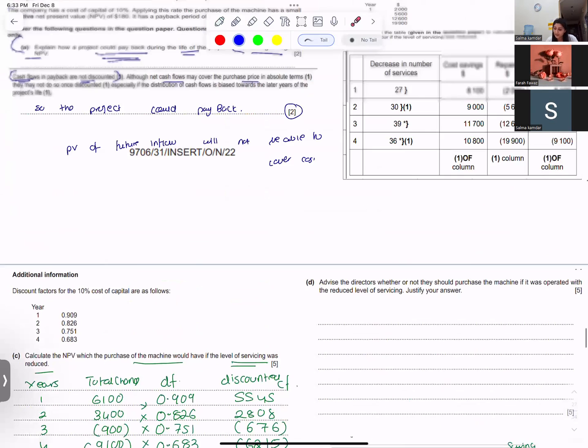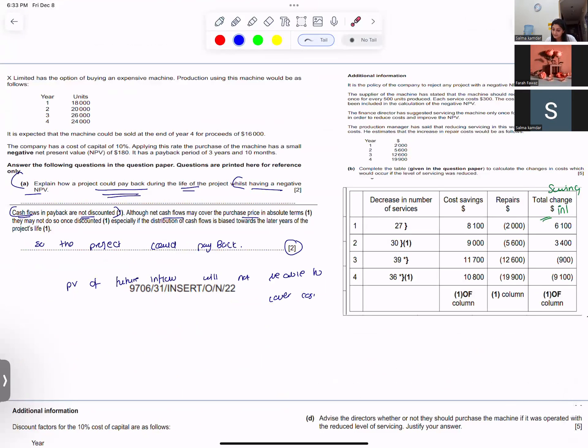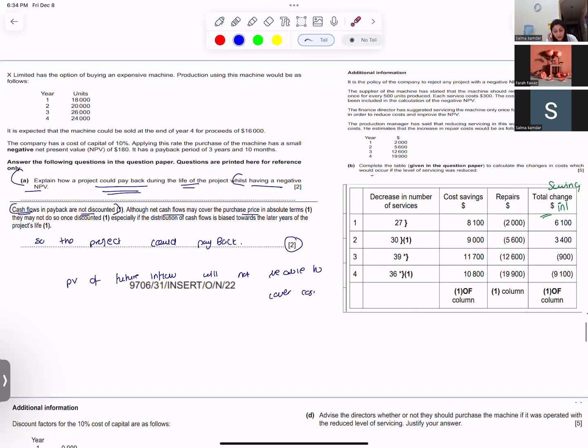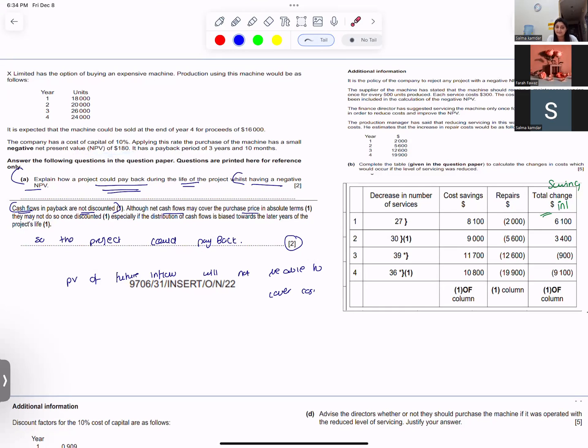Do you have any inflow, darling? The number of units when they are selling. No, but do you have any inflow? What is the selling price? Do you have it? No. You do not have any inflow, but they are telling you that your machinery has a negative NPV already.